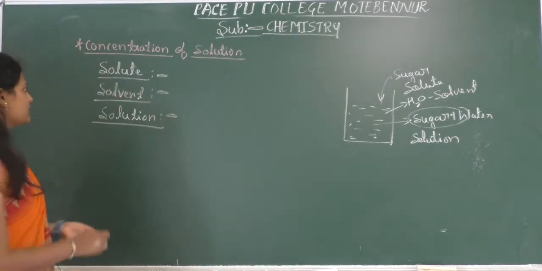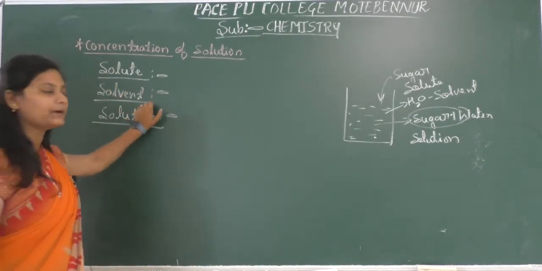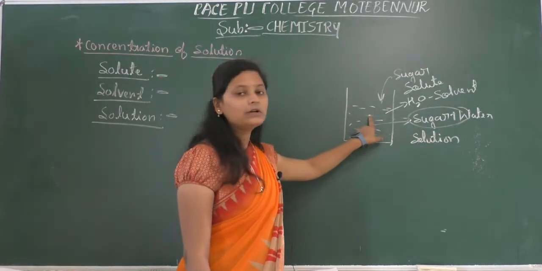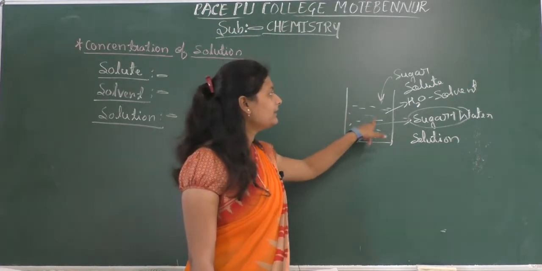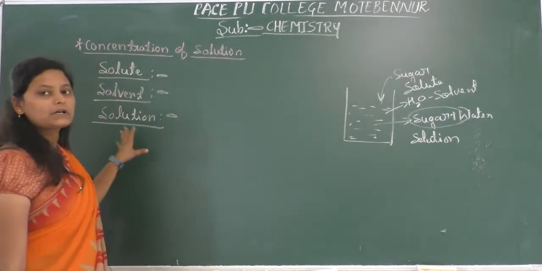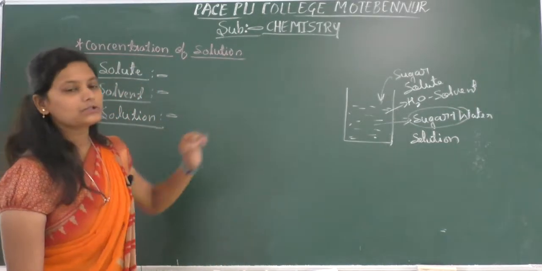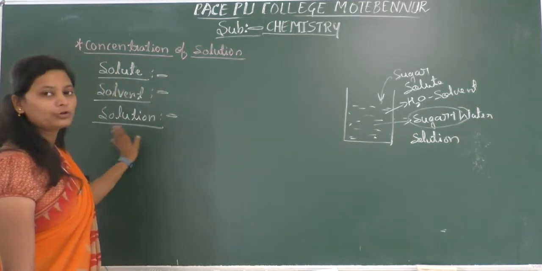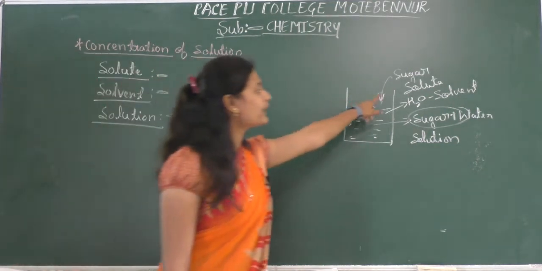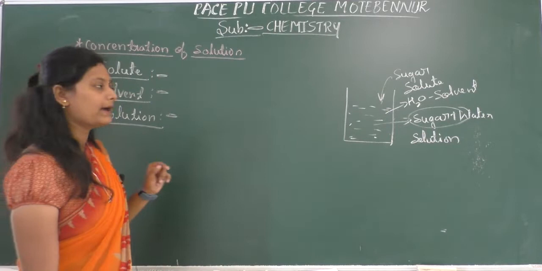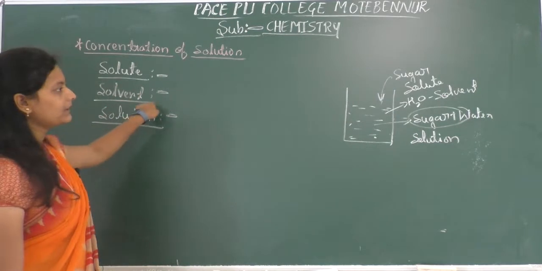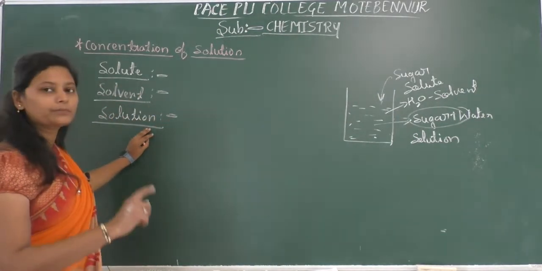Okay, so in the same way, the solvent is nothing but the substance or a liquid which is going to dissolve a solute in it and then form a solution. Such a substance or component is called a solvent. Next, solution. What do you mean by solution? This is the homogeneous mixture of solute and solvent, that is called a solution. Here the solute is sugar, the solvent is water, and the solution is water plus sugar.